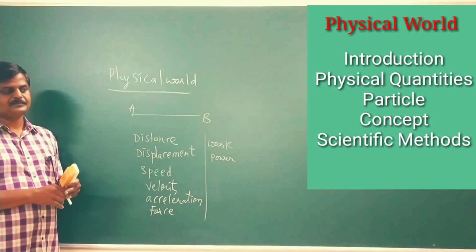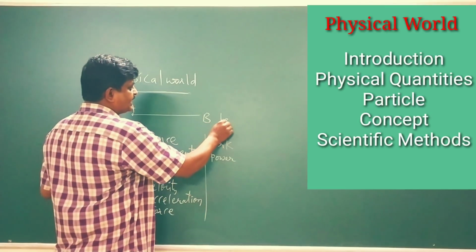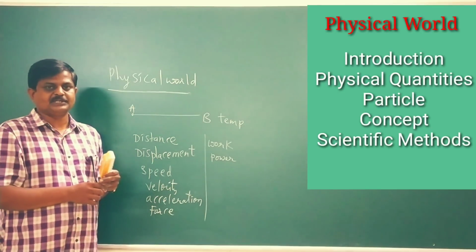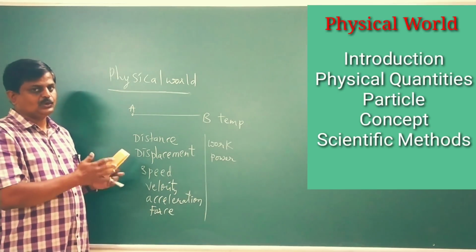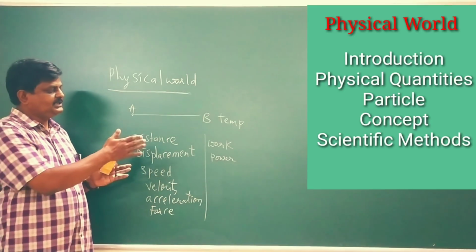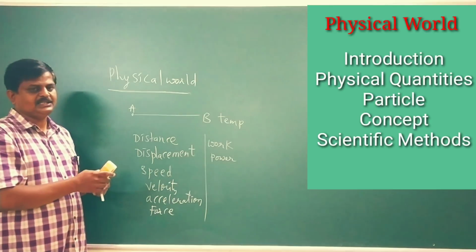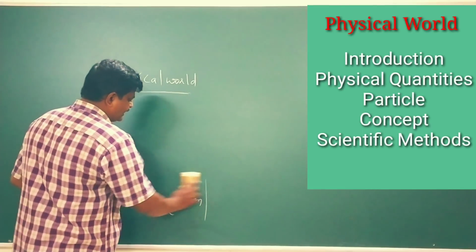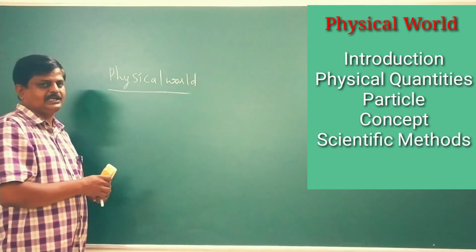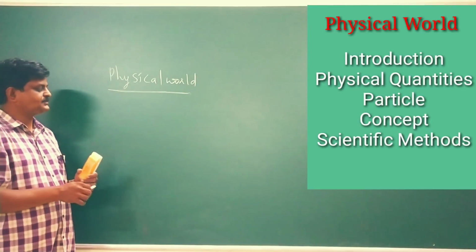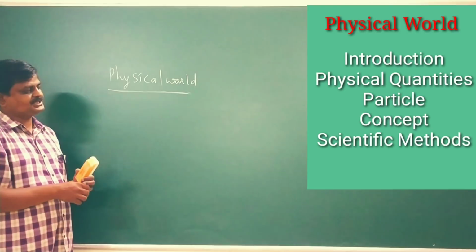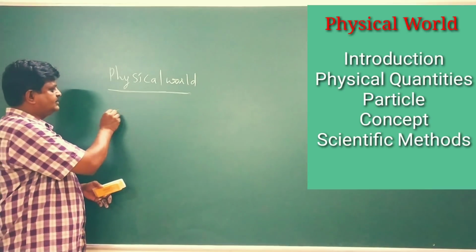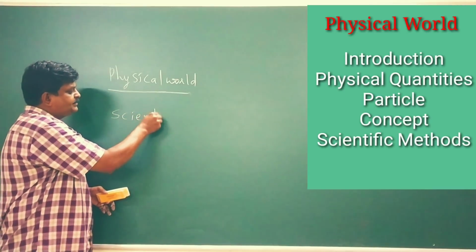Similarly, in thermodynamics, we use a concept called temperature. What does the term temperature stand for? It is the degree of hotness or coldness of a body. Just see how these terms are used just to explain some phenomena. So the concept is an idea used to define any natural phenomena. Now, how does a scientist analyze any natural phenomena? We say they follow what are known as scientific methods.